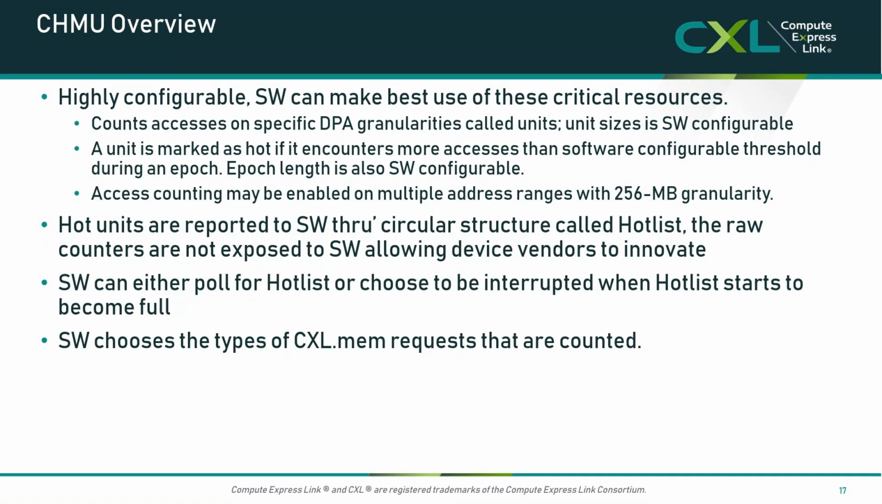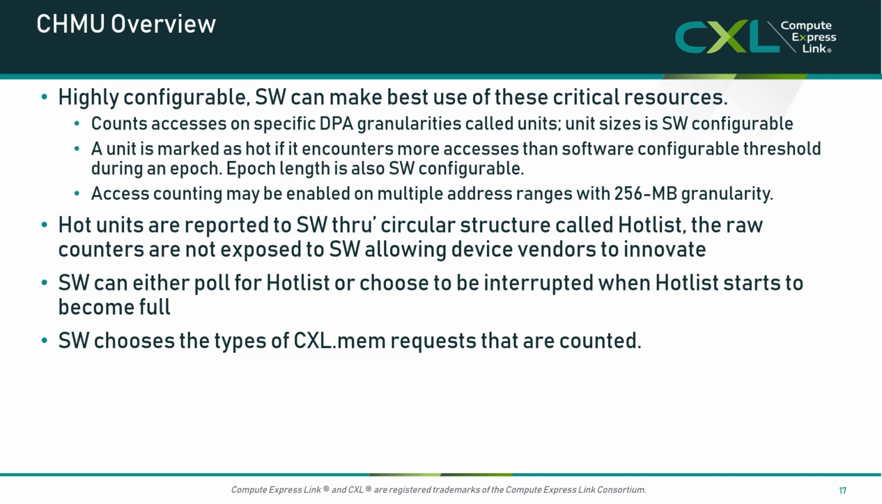Digging a little bit deeper into that, I mentioned the CHMUs being highly configurable. This allows software to make best use of these critical resources. There's not a lot of resources that the memory device can spend on tracking these. So we have different ways to configure the memory device, so software can optimize what it wants to see at a given time. Software can configure the specific DPA or device address granularity at which tracking happens. It's called a unit. A unit size is configured by software, but it could be a megabyte, for example.